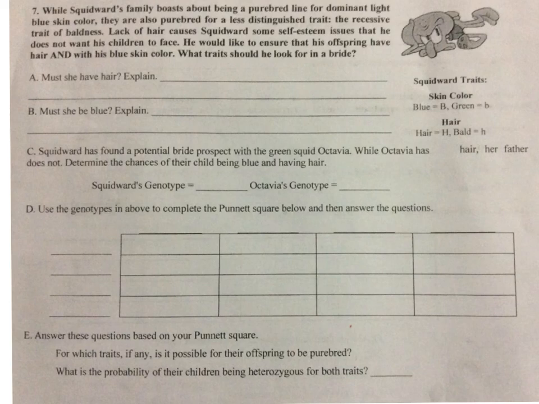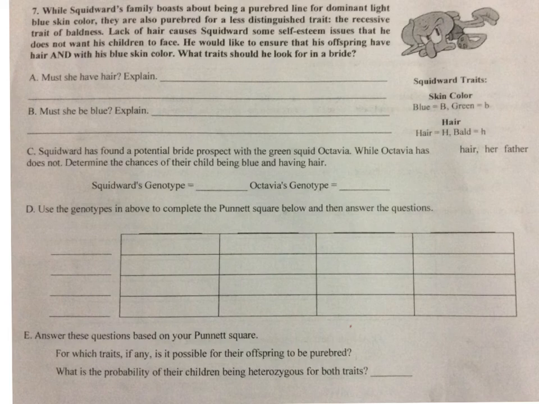Okay, so first let's start with this SpongeBob question that I'm sure we're having some trouble on. When I look, it says that Squidward's family is purebred for their light blue skin and for their recessive trait of baldness. Okay, so Squidward wants to marry some girl because he wants his kids to look cute, because I guess that's what you worry about when you're a squid. So, traits he should look for in a bride.